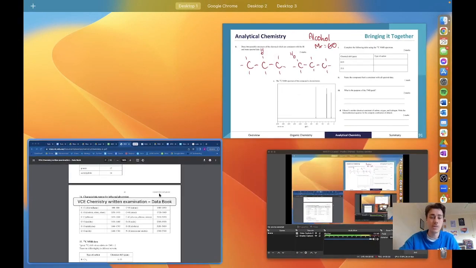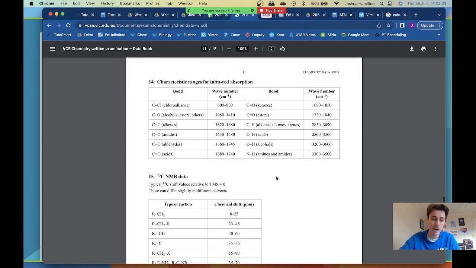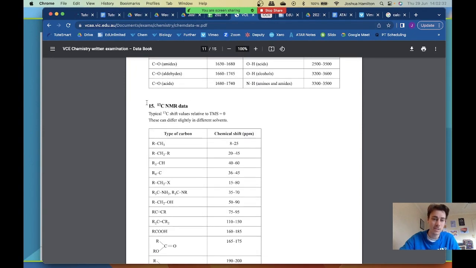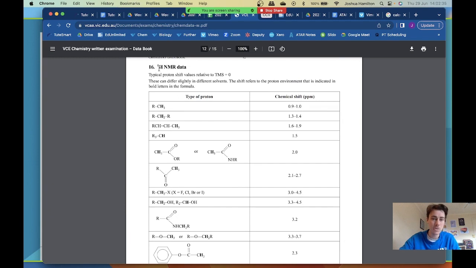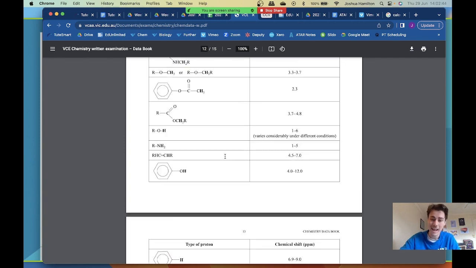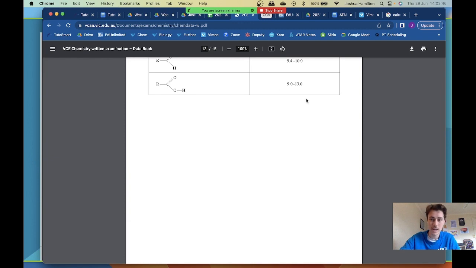Now, we didn't go through this in too much detail because I didn't want to confuse you all, but you can find this here. So this is figure 15 and figure 16. Figure 16 is far more useful because hydrogen NMR is far more common. Notice how it tells you all the chemical shifts. It tells you what hydrogens it's referring to in bold, and there's loads. It goes all the way down to 13.